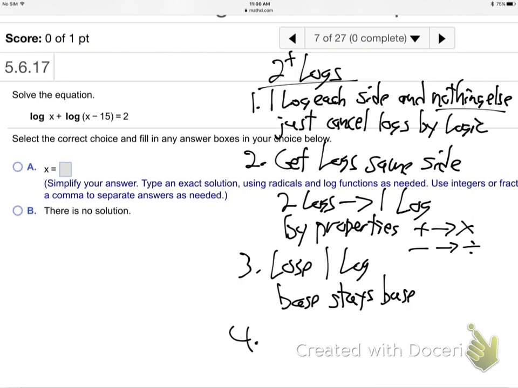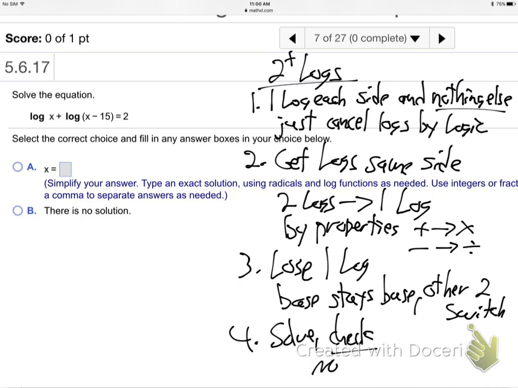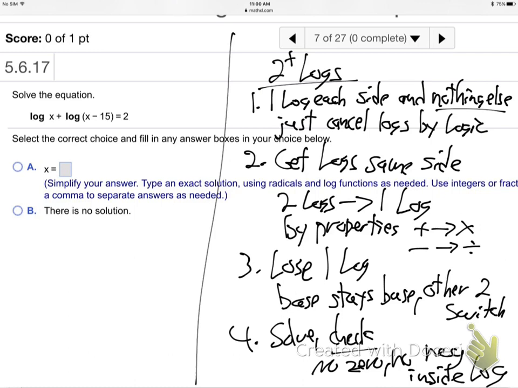And step 4, back up here, it gets kind of messy. Lose the 1 log, base is base, other two switch, and then solve and check. No zero, no negative inside of a log. Okay, so there are the steps, and I nicknamed it the log countdown to help.